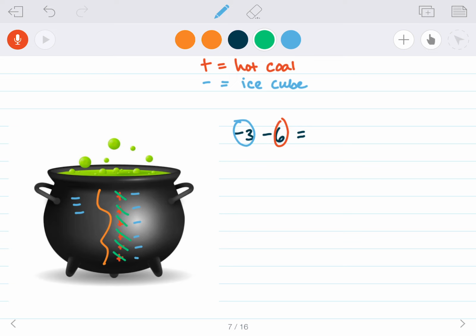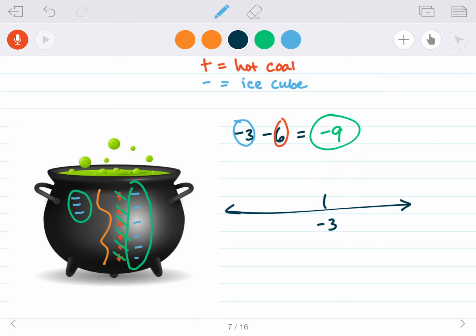And what am I left with? I'm left with 1, 2, 3, 4, 5, 6, 7, 8, 9 ice cubes. So that's represented by -9. Again, you can think about your number line here. If I start at -3 and I hop 6 units to the left, I'm going to be at -9.